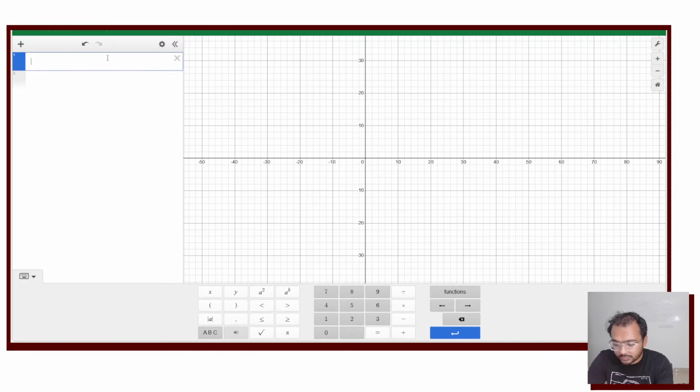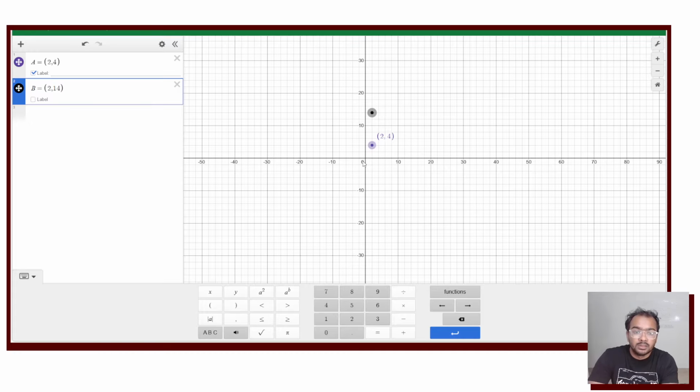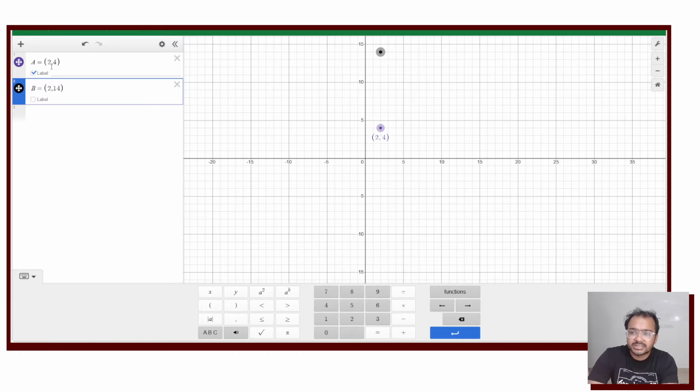Okay, so we can plot these coordinates here. So A equals 2, 4. Let's label the coordinates as A, and the other coordinate as B, that is 2, 14. You can see for these coordinates the x value is the same, x value is constant here, so it's easy. They are the endpoints of the diameter, so it's easy to find the length of the diameter.